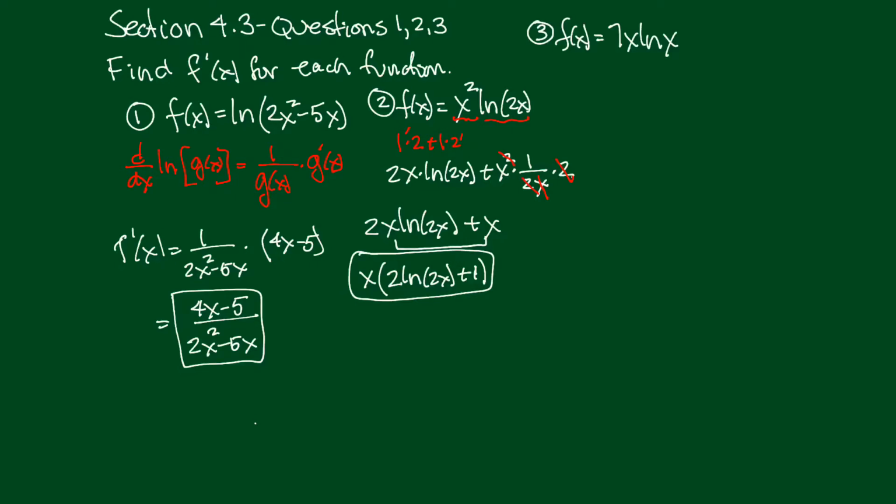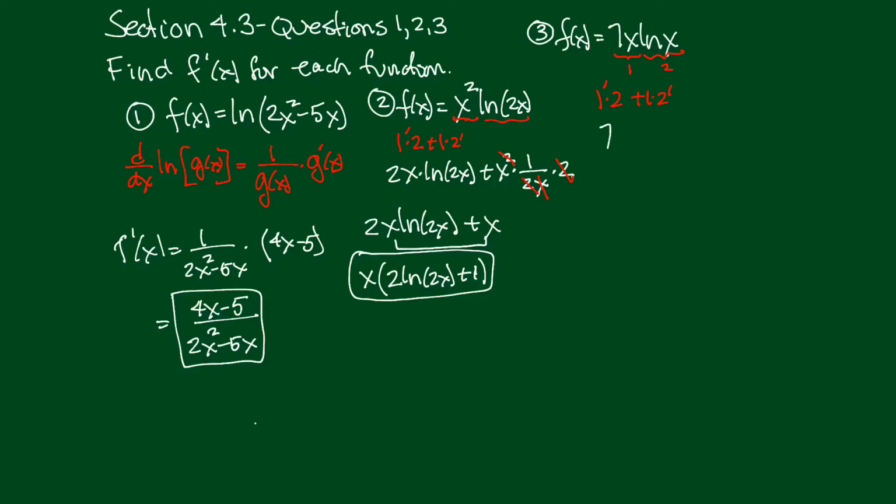Now in problem 3, we've got a product again, right? Here's the first factor, here's the second factor. So let's use the product rule. Derivative of the first times the second, plus the first times the derivative of the second. And let's differentiate here. So derivative of the first is 7x.